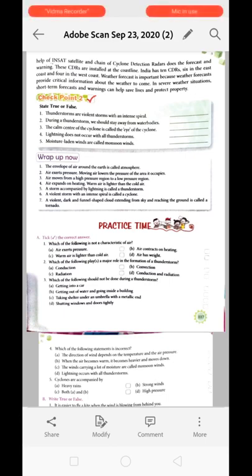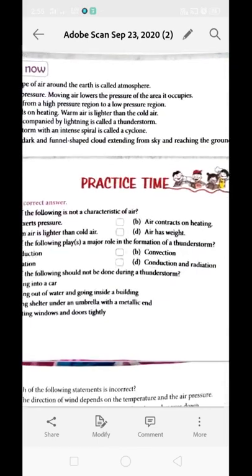The calm center of a cyclone is called the eye of the cyclone. True. Lightning does not occur with all thunderstorms. False, because if there is no lightning, there will be no thunderstorm. It will not be called a thunderstorm. Next, question number 5. Moisture laden winds are called monsoon winds. True. Now next question.